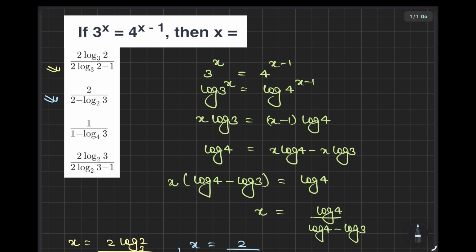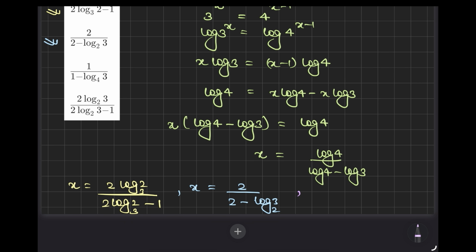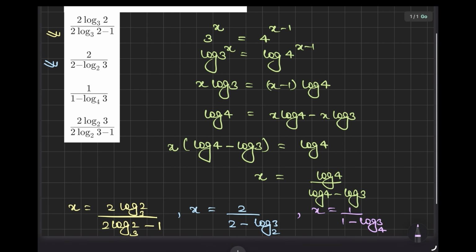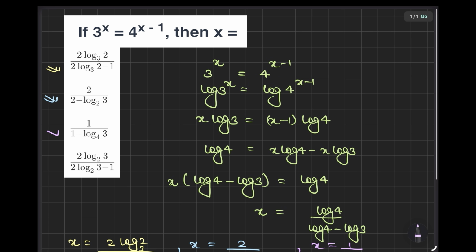Now you have to take the base to be 4. So if you think about base 4, x goes to log 4 base 4, which is 1, upon log 4 base 4, which is 1, minus log 3 base 4. And this connects you with option number 3. Hence the correct options are 1, 2 and 3. I hope the idea is clear and you can handle similar situations.